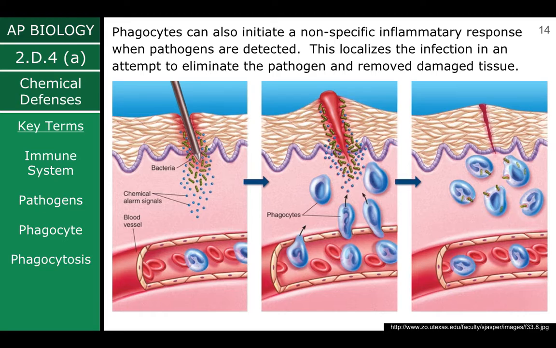Phagocytes can also initiate a non-specific inflammatory response when pathogens are detected. This localizes the infection in an attempt to eliminate the pathogen and remove damaged tissue. So let's say you have some sort of infection, and bacteria enters into the open wound. We get a chemical alarm signal, and through the blood vessel we bring over all of these phagocytes, which help eliminate all of the bacteria here.